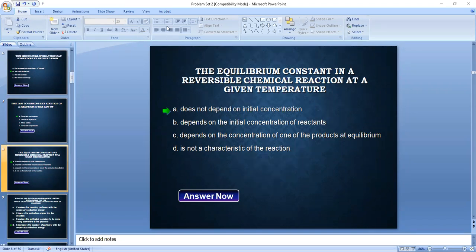The equilibrium constant depends on... Arnica, are you there? No, it does not depend on the temperature. The equilibrium constant, what does it depend on?